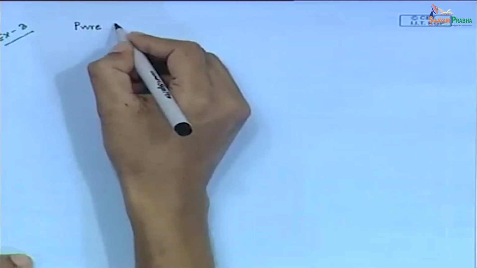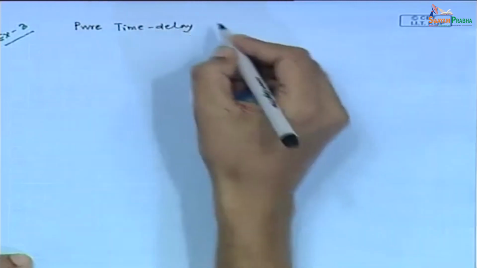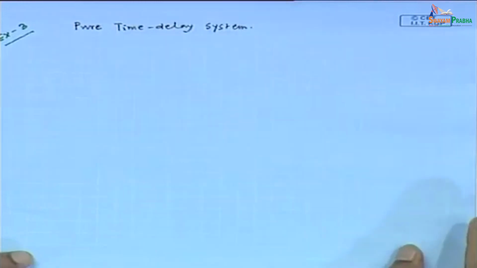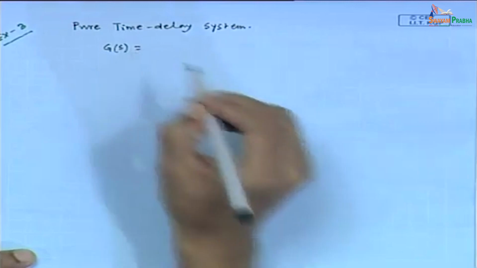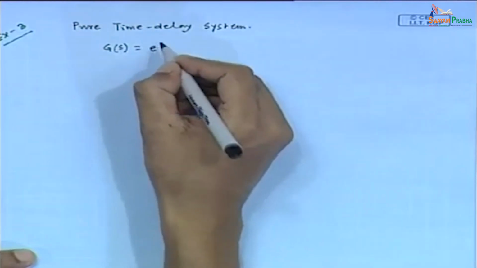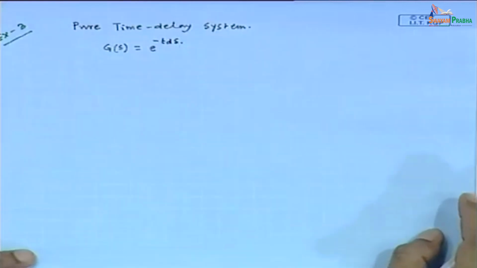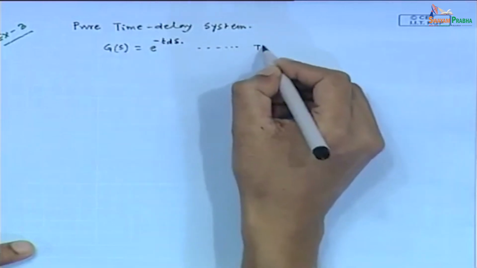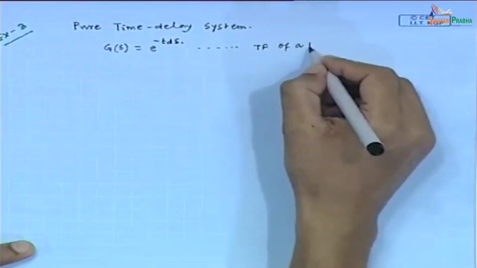Pure time delay system. How we can represent the pure time delay system? I mean, what is the transfer function? G(s) is equal to exponential of minus T_D s. T_D is the dead time. So, this is the transfer function of a time delay system.